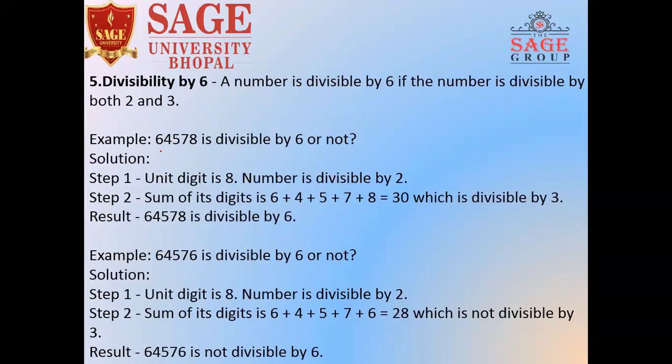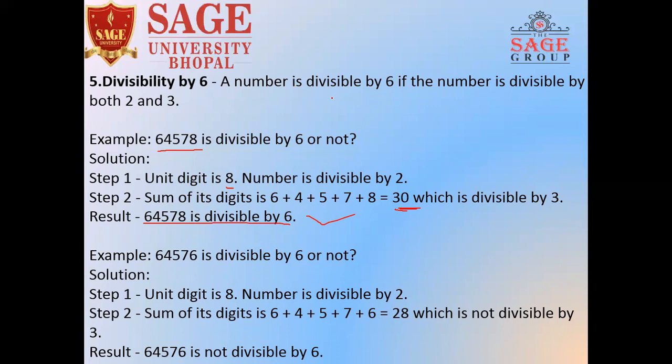Divisibility by 6. Taking example 64578. Here we apply two rules, divisibility by 2 and divisibility by 3. For checking divisibility by 2, the unit digit must be divisible by 2, and the unit digit is 8 and it is divisible by 2. That means the entire number is divisible by 2. Now the sum of its digits, 6 plus 4 plus 5 plus 7 plus 8, is equal to 30. Then this 30 is divisible by 3. That means this number is divisible by 2 and 3. So it is divisible by 6.